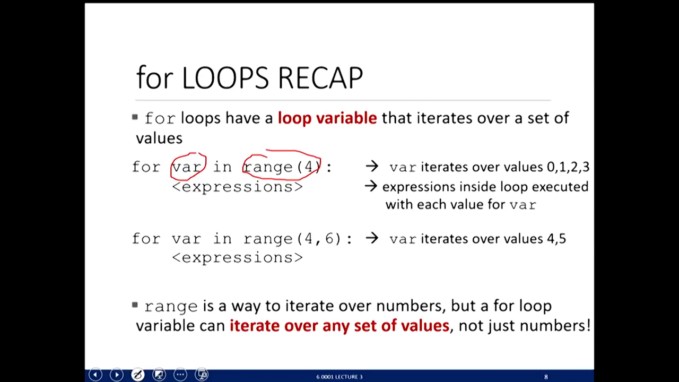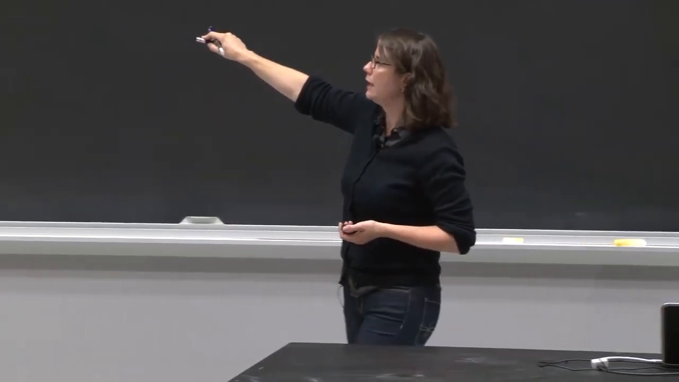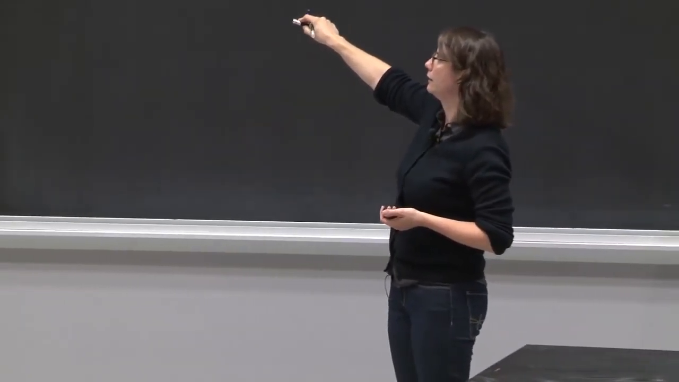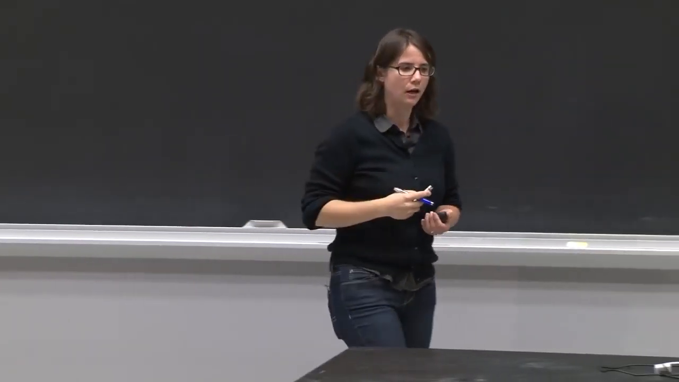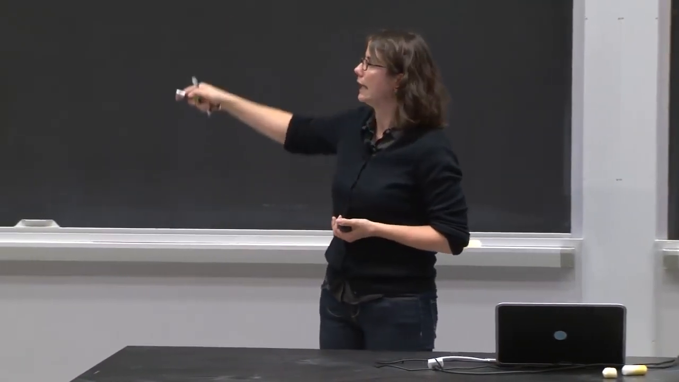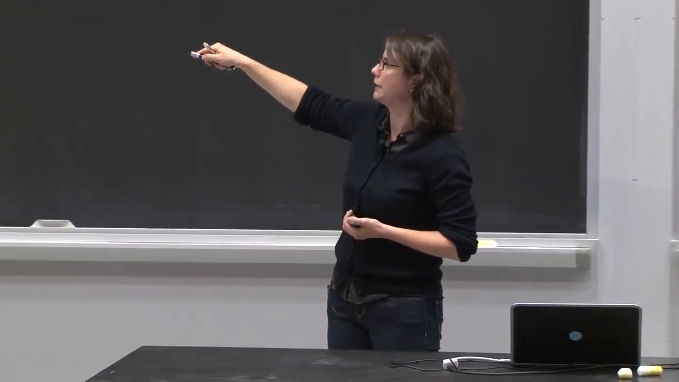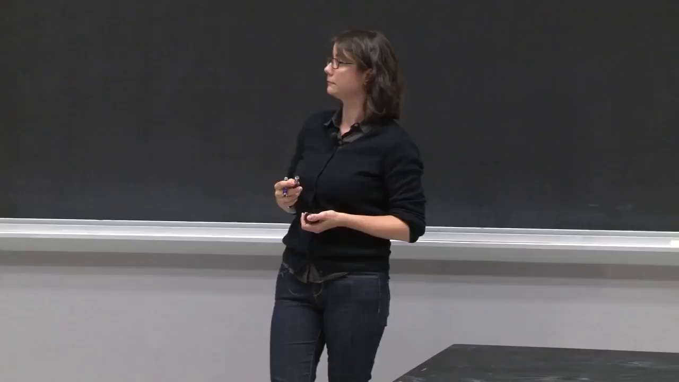So the very first time through the loop, var has a value of 0. It does the expressions in the loop. As soon as they're done, var takes the value 1. It does all the expressions in the loop, and then var takes the value 2, and it does that all the way up. And the last time it goes around is with var equal to 3. And remember, we said that we can customize our range in order to start from a custom value, to end at a different value, and to skip certain numbers.